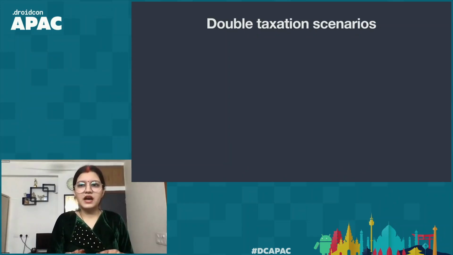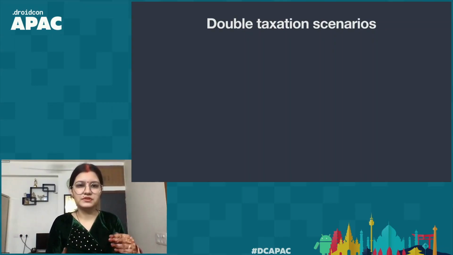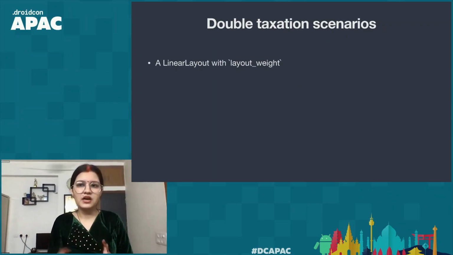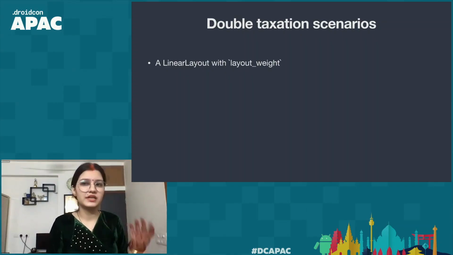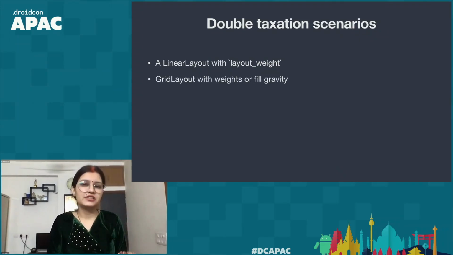So if more than one pass is required to render a layout on screen due to nested layouts and nested parent view groups, that scenario is called double taxation. There are a couple of scenarios which lead to this double taxation behavior. One of them is a linear layout with weight. Linear layout in itself is very much optimized and almost all the time it gets rendered in a single step. But when you add multiple weights to a linear layout, it takes more than one pass and thus leads to double taxation.